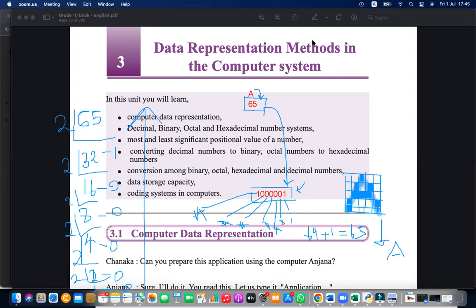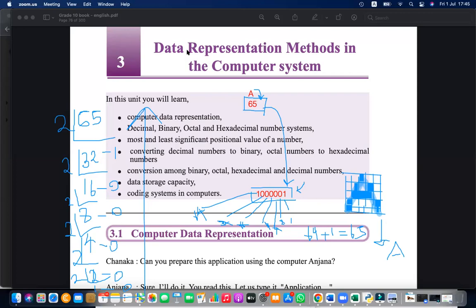Bulbs and switches primarily. A switch has two states, 1 and 0, on and off. A bulb has two states, 1 and 0, on and off. Actually, this grid, how to represent A? By turning the bulbs on and off. So if the bulb is on, we consider that pixel is on. If the bulb is off, the pixel is off. So this is how the representation happens in the monitor.